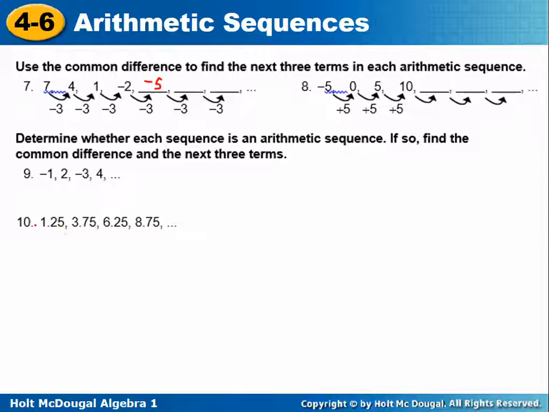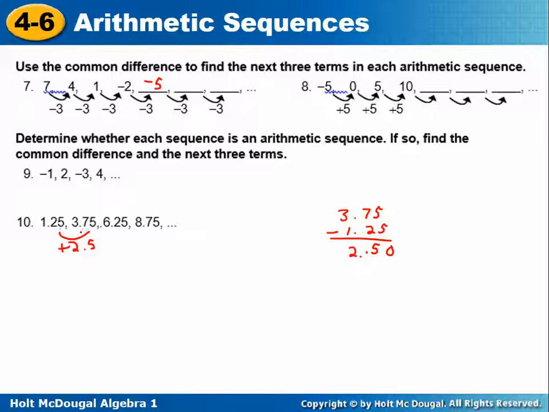Let's look at number 10 with the decimals. We need to figure out what is the difference between 1.25 and 3.75. What did we add to 1.25 to get 3.75? So to find out, subtract them, and then we'll know what we added to get to that answer. So this is plus 2.5.